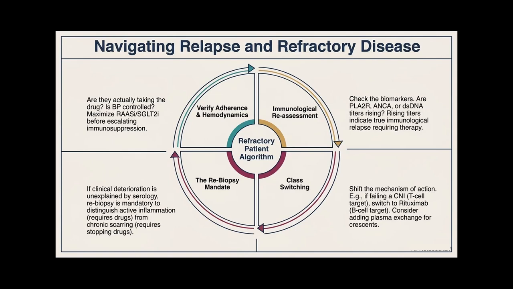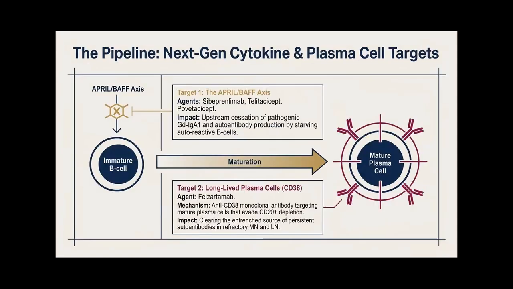Three. Shift the mechanism of action. If failing with immunosuppression steroid, go to CNI or rituximab. Consider adding plasma exchange. And finally, if clinical deterioration is unexplained by serology, rebiopsy is mandatory to distinguish active inflammation from chronic scarring, which requires stopping the drug. If there is chronic scarring, you are not supposed to give immunosuppressive drug.